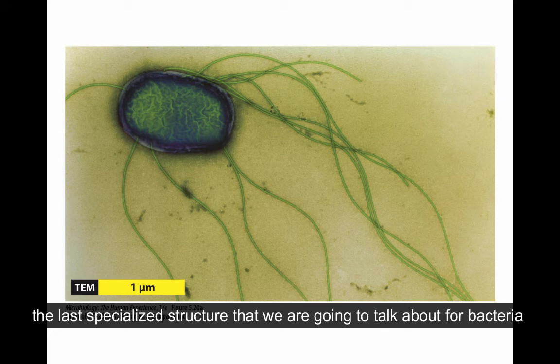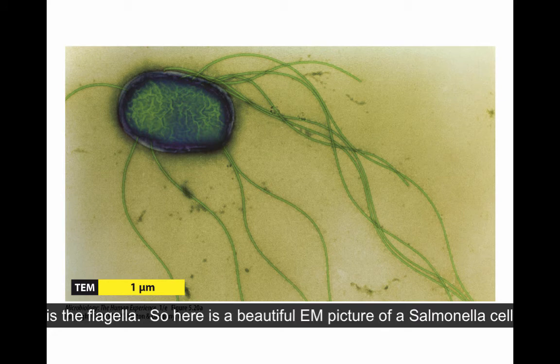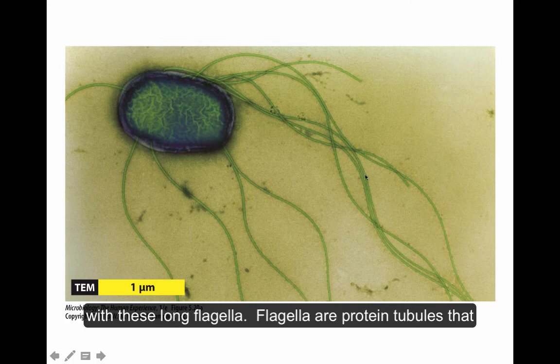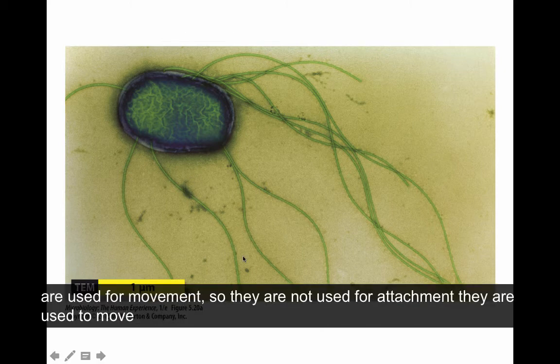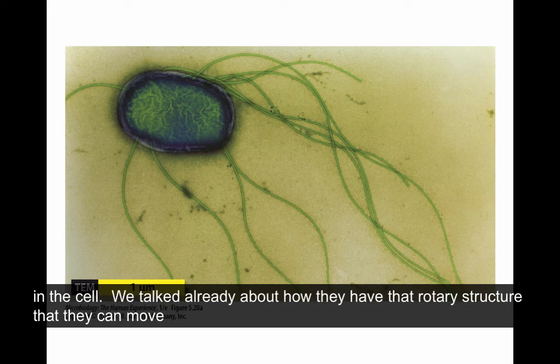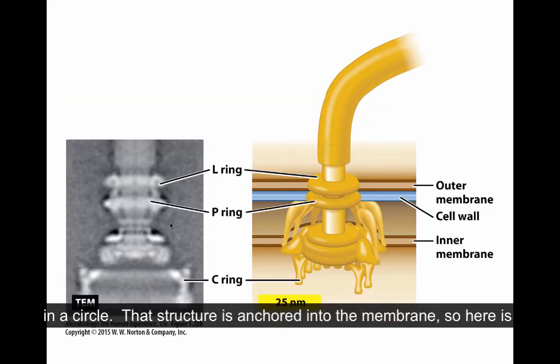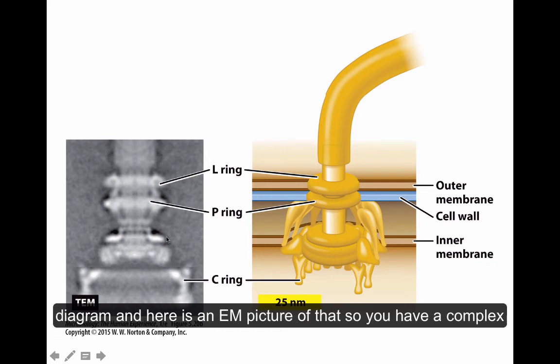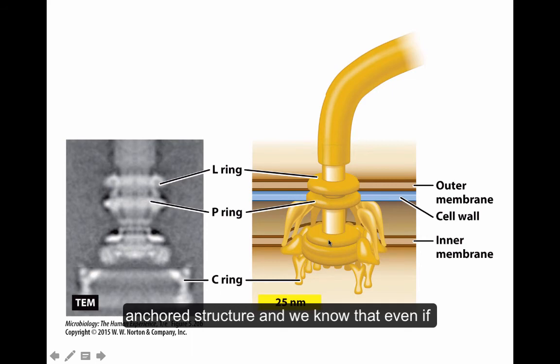The last specialized structure we're going to talk about for bacteria is the flagella. So here's a beautiful EM picture of a salmonella cell with these long flagella. Flagella are protein tubules that are used for movement. So they're not used for attachment, they're used to move the cell. And we talked already about they have that rotary structure where they move in a circle. That structure is anchored into the membrane. So here's a diagram and here's an EM picture of that. So it's got a complex sort of anchored structure.